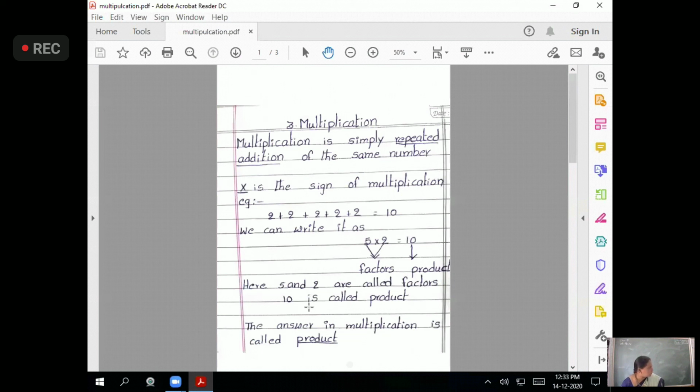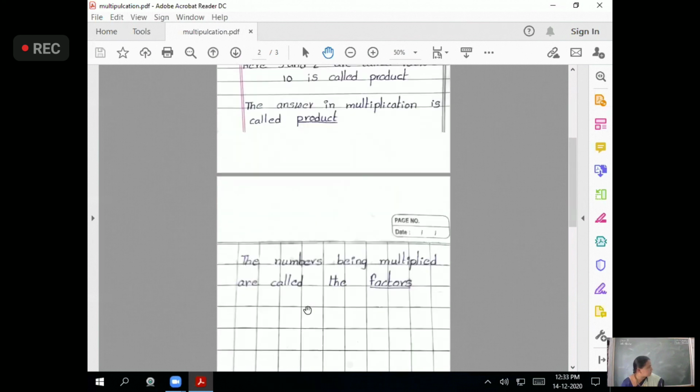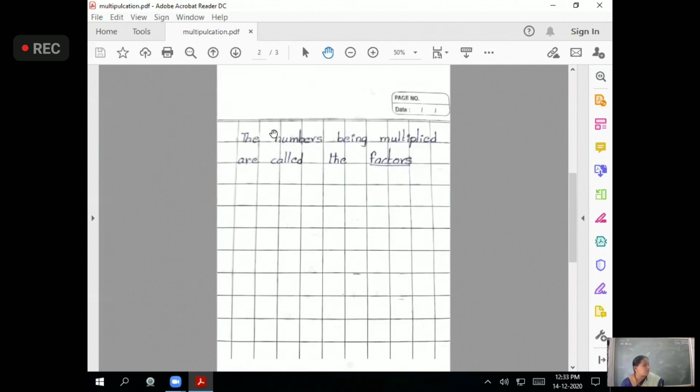Okay. Now, regarding that first topic, 1 point is left. Now you write that point. Now you start writing. The numbers being multiplied are called the factors. What we call, Nana? Factors. Write that one. The next page. Start writing this one. The numbers being multiplied are called the factors.